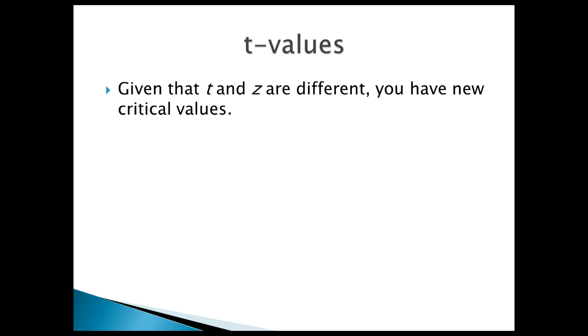Given that t and z are different distributions, you have new critical values. Please refer to a t-score table. There's definitely one in your book, but if you're ever without your book, you can just Google t-score table or t-table, and there are a gazillion out there, and same thing with z. And almost all the tables you can find in multiple versions.